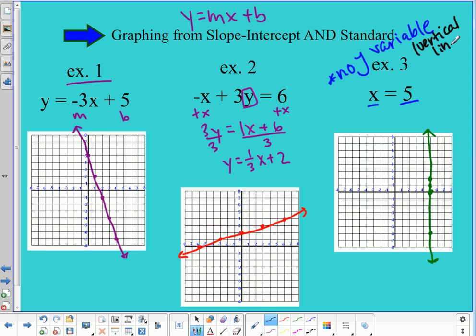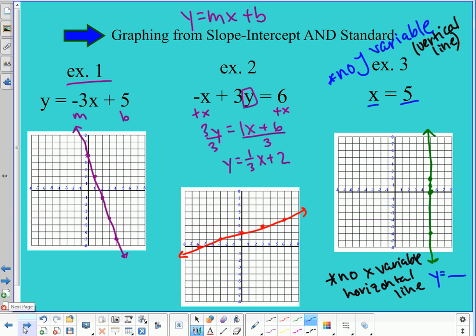And just a review for us, the opposite is true. If you have no x variable, then you end up with a horizontal line. Those equations look like y equals some number with no x variable. So that's just graphing equations.